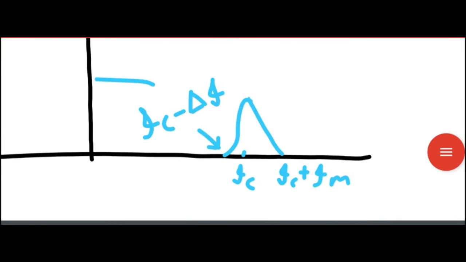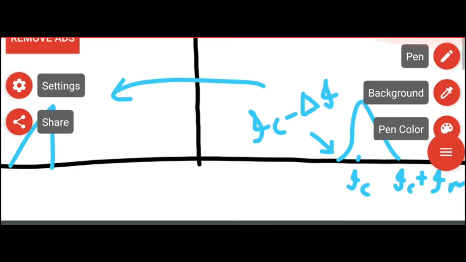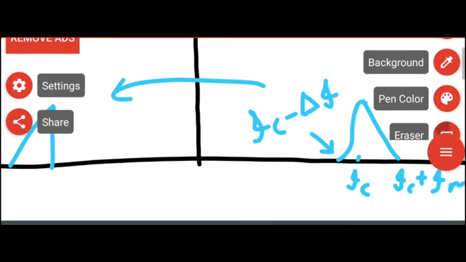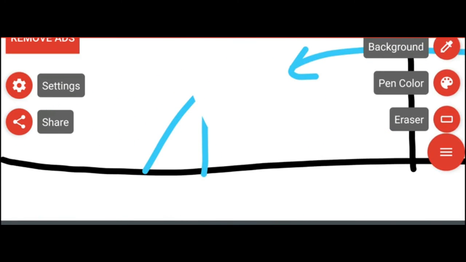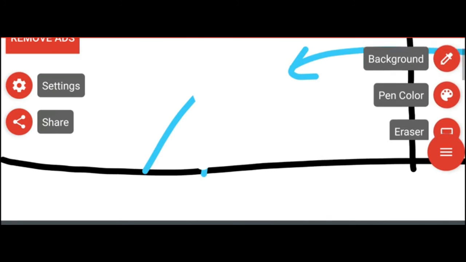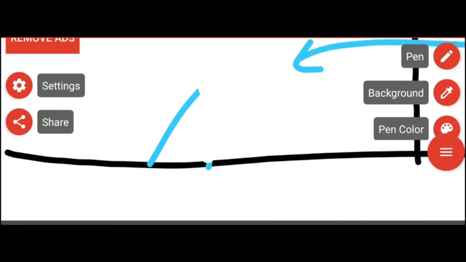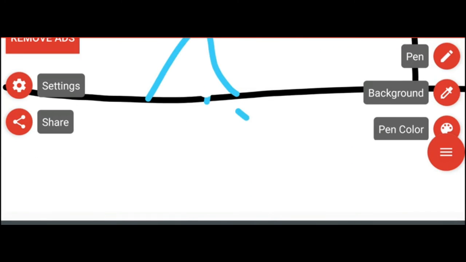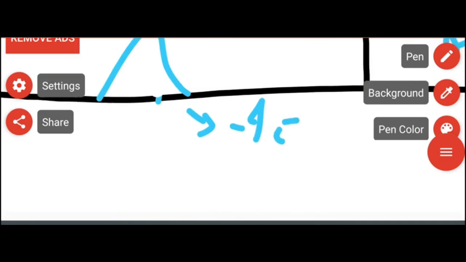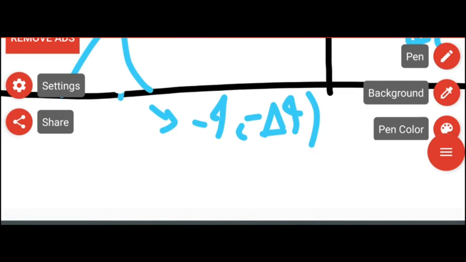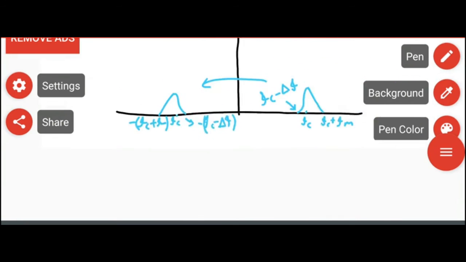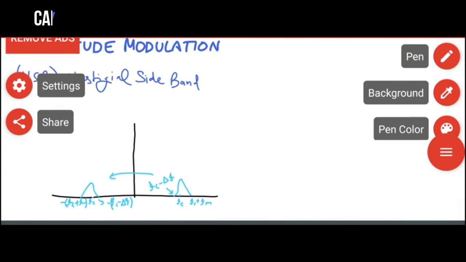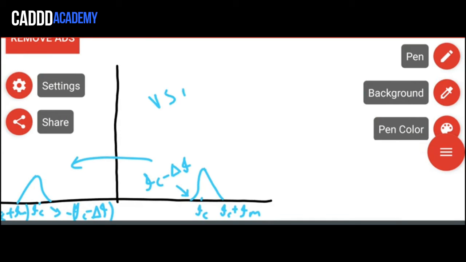Similarly on this side also, the magnitude of the frequency spectrum is always an even function. So on this side also we will get the same thing. This will be negative of FC minus delta F, and this will be FC, this will be FC plus FM, and negative of that. So this is the spectrum representation for the vestigial sideband.